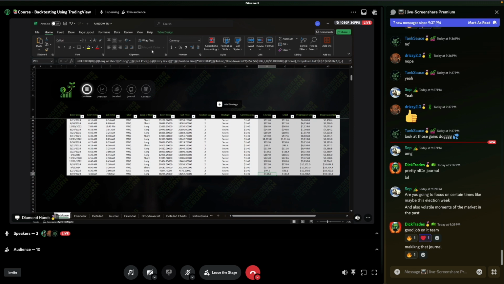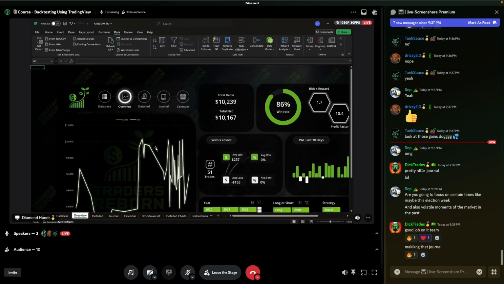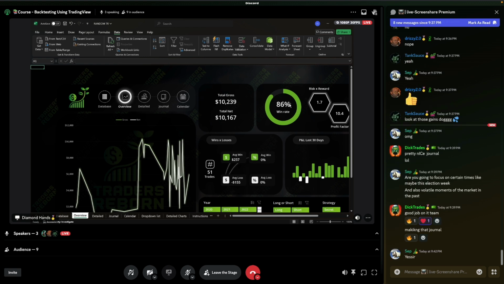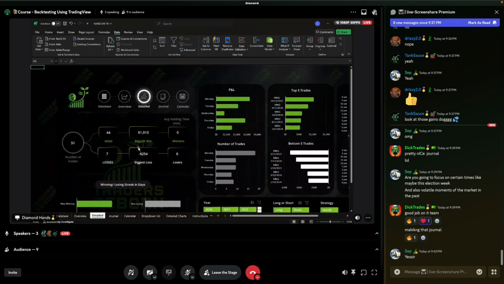And then after that, you go to data, and you're going to refresh it. Refresh all. And then you can go to your overview. Now it says 51 trades. And my win rate went down to 86 from 88, as well as my profit factor and risk to reward. And if we go to detailed, now I have 7 losses. 44 wins, 7 losses.